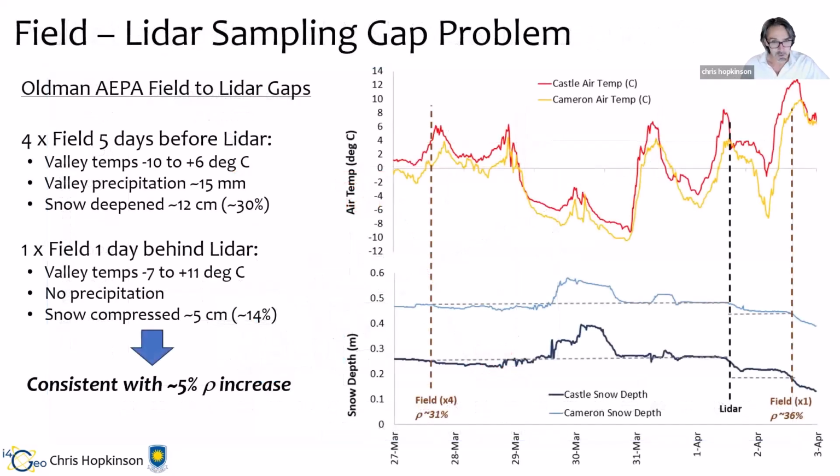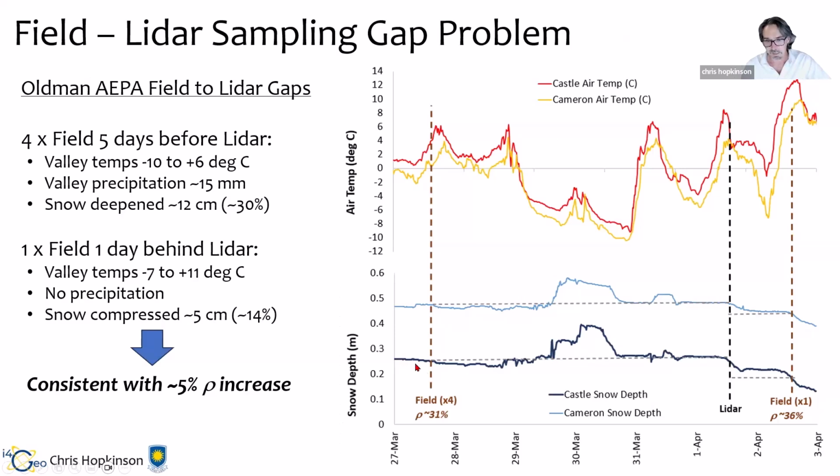So still, time is one of our problems, and I hope this illustrates it here. If we just look at this bottom graph, we have two SR50 snow depth gauges at two valley locations in the south of the Oldman. Cameron is in Waterton, right in the south, and then this one is Castle, which is kind of in the middle part of the Oldman headwaters.